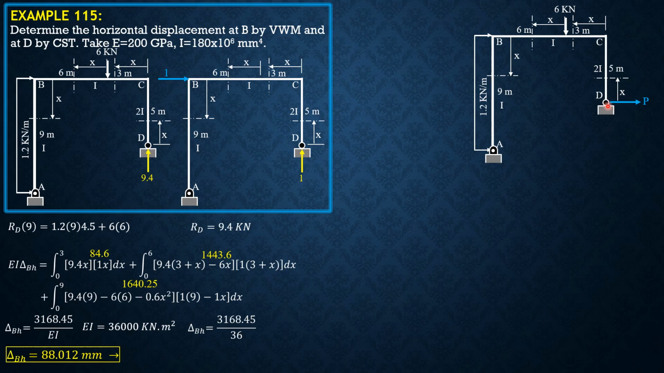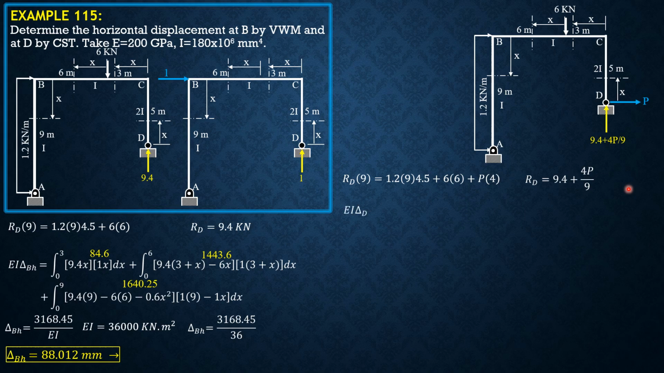So same sectioning. There is moment here, but the partial derivative is x, but P is 0, so the result would still be 0. So RD times 9 equals 1.2 times 9 times 4.5 plus 6 times 6 plus P times 4. So this is 9 minus 5, so 4. So R sub D is equal to 9.4 plus 4P over 9. So let's put it there as our guide.